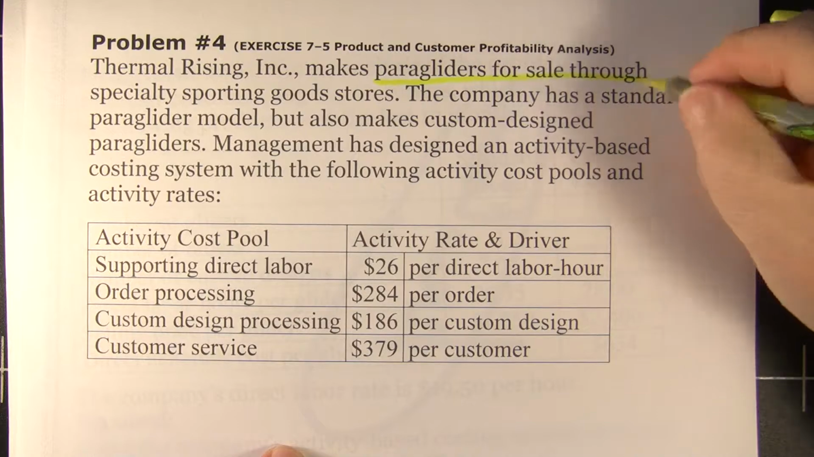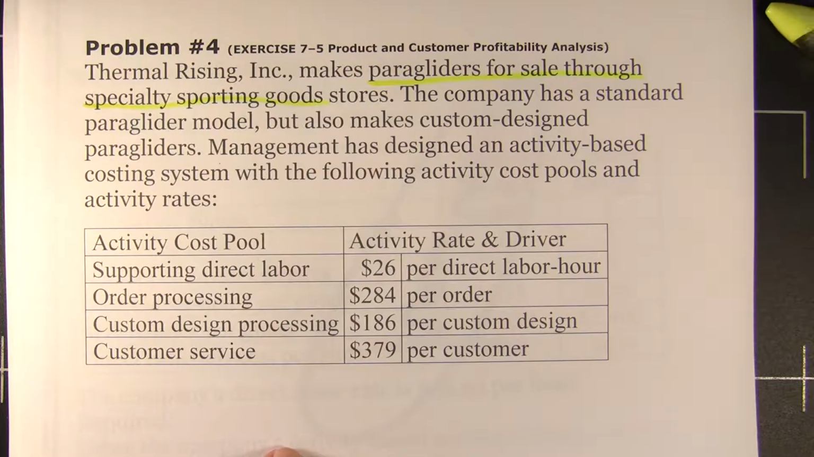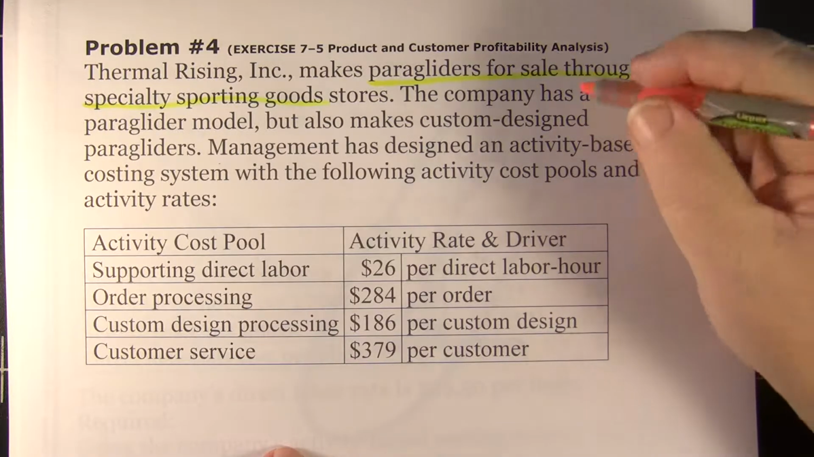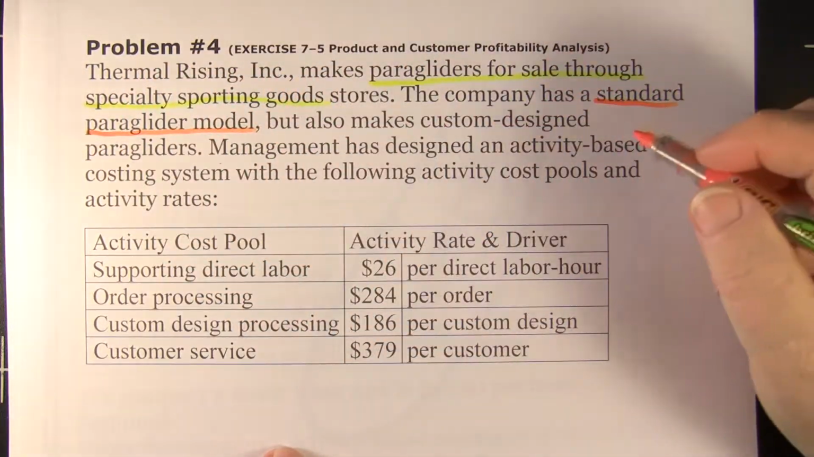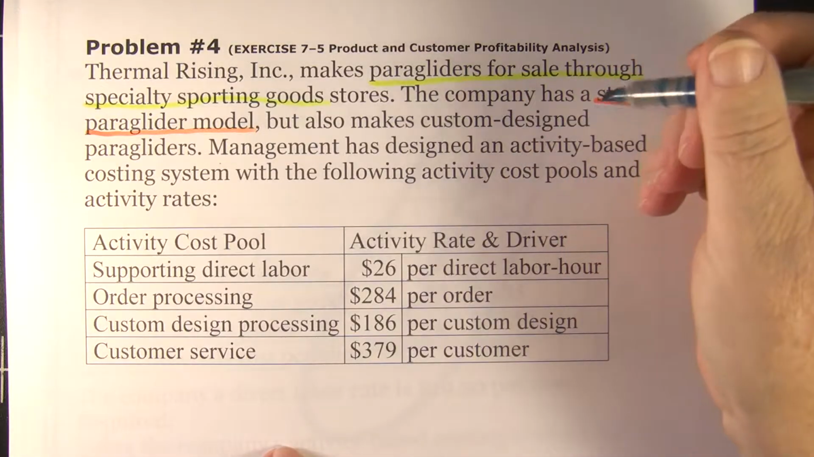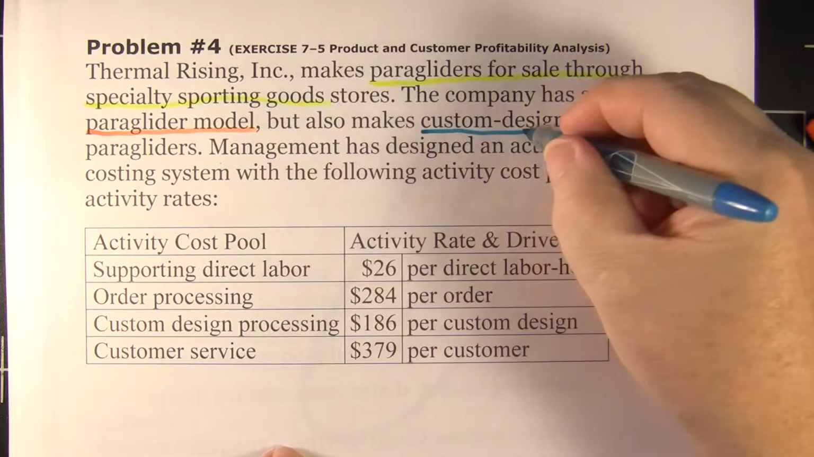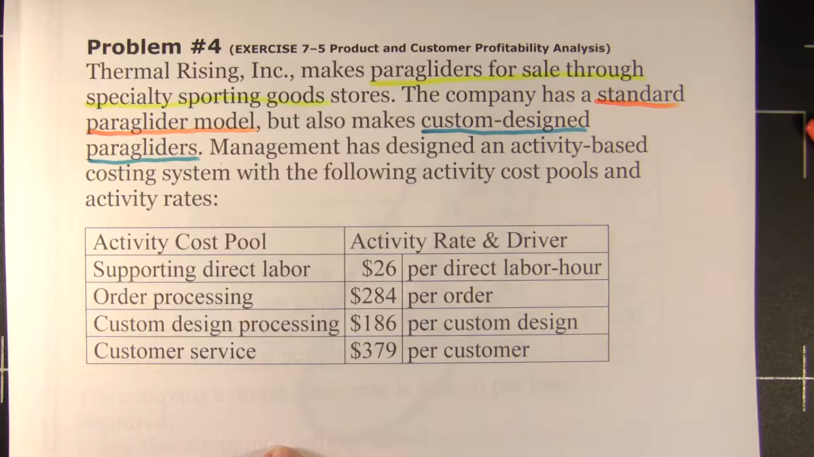So that's what we're talking about. You can almost see that yellow. I make pretend you can. Okay, the company has a standard model. But they make custom designs as well. So you can get either a standard parachute glider, or you can, I guess, kind of design your own. Frankly, I can't imagine my fat old butt hanging from a parachute glider, but whatever.